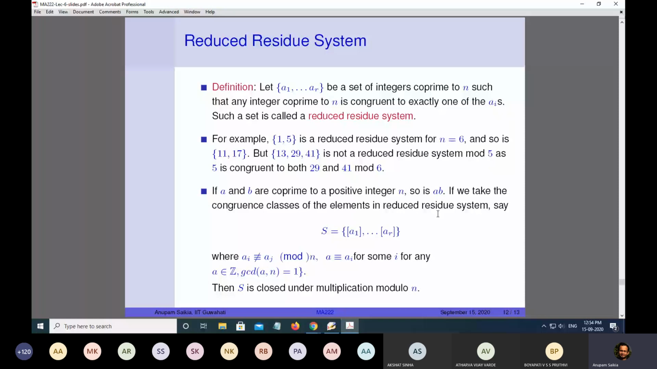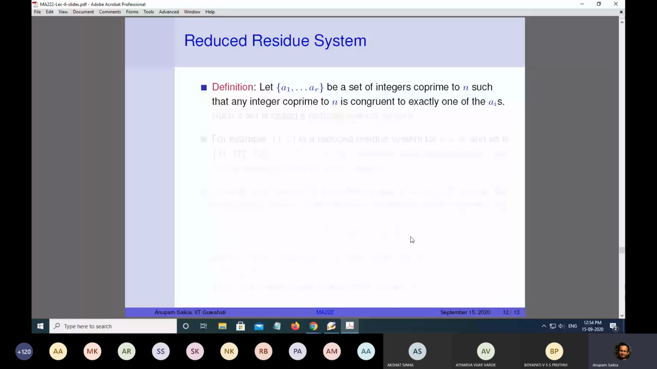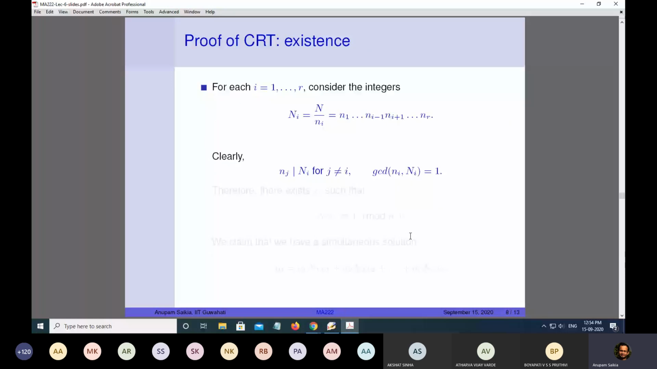But the most important thing to take from this class is the Chinese remainder theorem and linear congruence. First linear congruence and simultaneous linear congruence. If you have any question, let me know now. I'll correct the typos and upload.